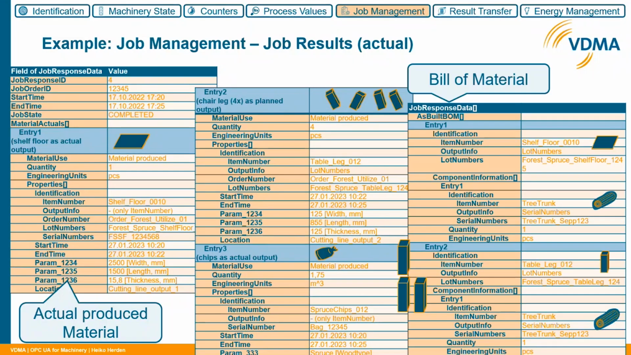Or I can also use it as a bill of materials, so that I build something, for example this shelf floor, and I will see from which parts this was built. In this example, it was built from a specific tree trunk. And this can be also very helpful, of course, if I want to have a certain traceability of where my products come from, especially if I want to do some error following or some quality management of parts.